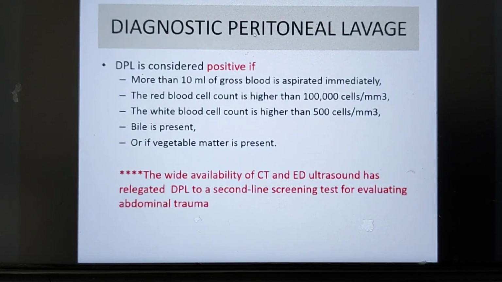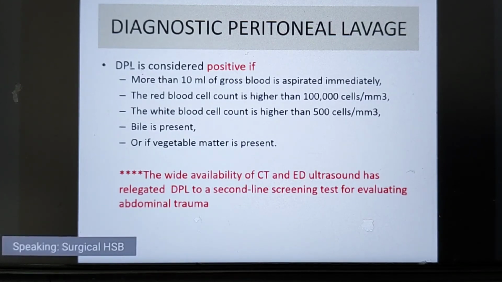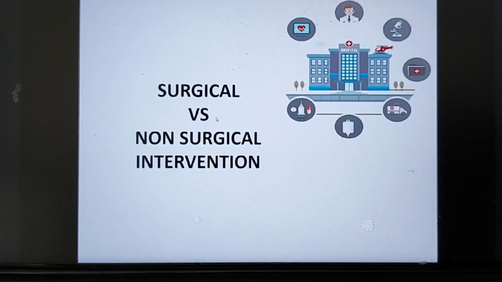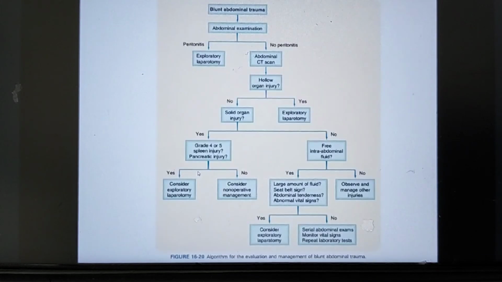Another one is diagnostic peritoneal lavage. This is not practiced anymore, I guess, because of the wide availability of CT and also ultrasound at the ED. But however, for our knowledge, diagnostic peritoneal lavage is considered positive if more than 10 milliliters of raw blood is aspirated immediately. So, surgical versus non-surgical intervention.